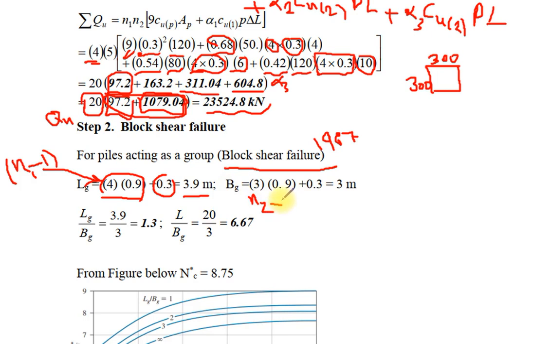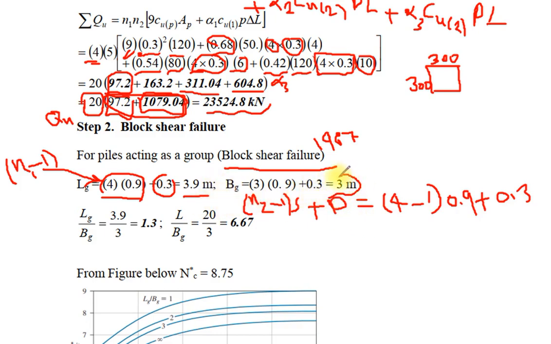With respect to BG, the width of a group of piles, also N2 minus 1 multiplied by S, the distance between piles from center to center, plus the diameter of one pile, equal to 4 minus 1, 1, 2, 3, 4, 4 piles. 4 minus 1 multiplied by S, the distance from center to center, plus D, the diameter of pile, equal to 0.3. Therefore, BG equal to 3 meter.